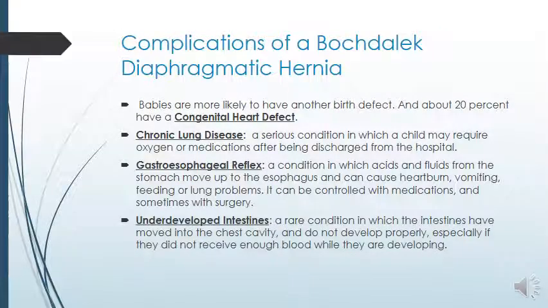In looking at the complications of a Bochdalek diaphragmatic hernia, we find that babies that are born with this type of diaphragmatic hernia are more likely to have another birth defect, and in fact, almost 20% have a congenital heart defect. We also find that babies that are born with this congenital defect have chronic lung disease. This is a serious condition, and it can require the child to have oxygen or medications after being discharged from the hospital.